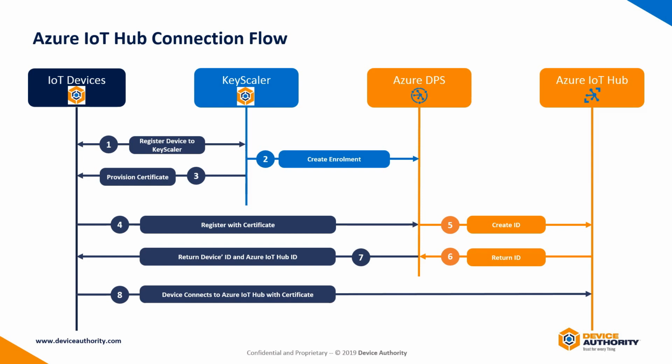Step 5, the Azure DPS then creates the ID through the Azure IoT Hub, which the Hub then returns that ID through Step 6, and Step 7 returns the ID and the Azure IoT Hub ID back to the IoT device. So the device now has the right certificate, it has the right IoT Hub to point to, and so step 8, the device now connects to the Azure IoT Hub with its certificate.